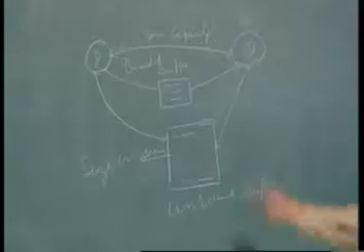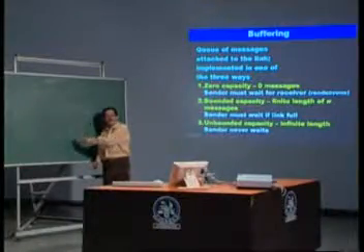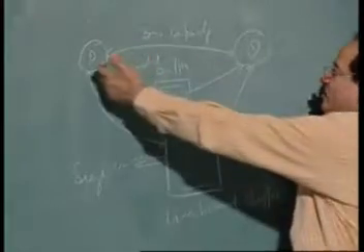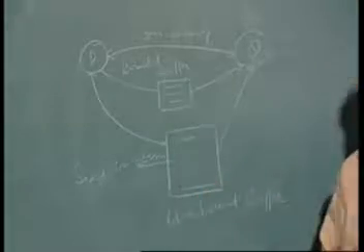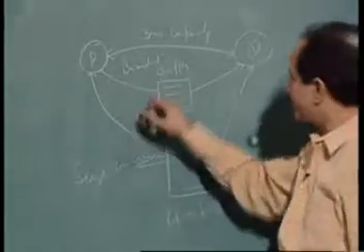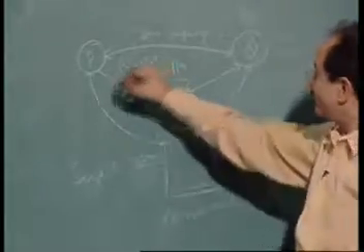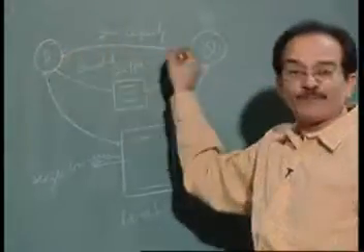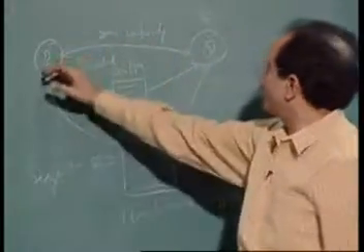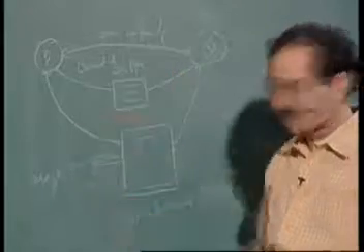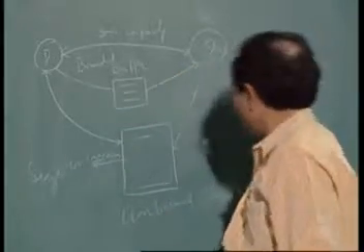In case of an unbounded buffer, any number of messages can be stored in the buffer, whereas in this particular case a fixed number of messages can be stored, and in this particular case only one message can go from P to Q. This is the concept of buffering which we have.